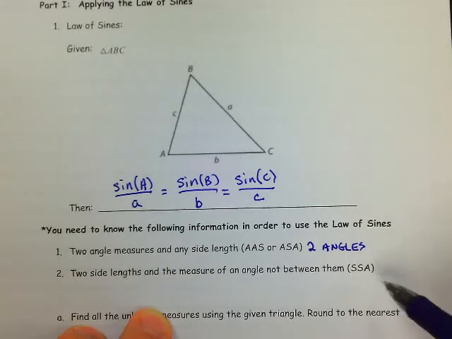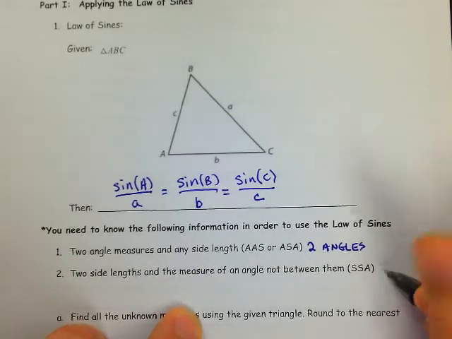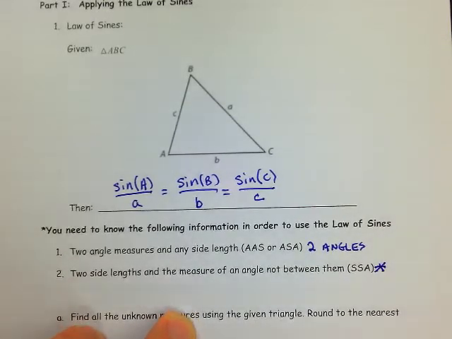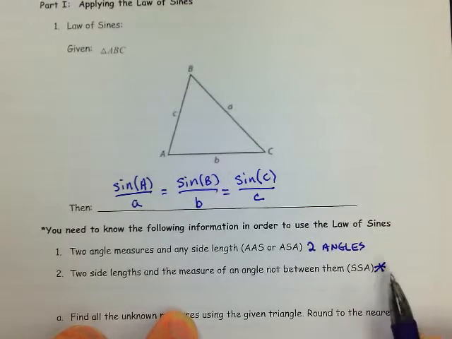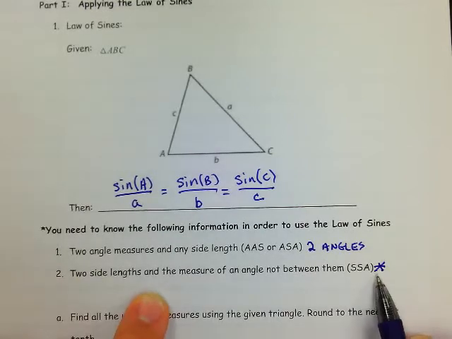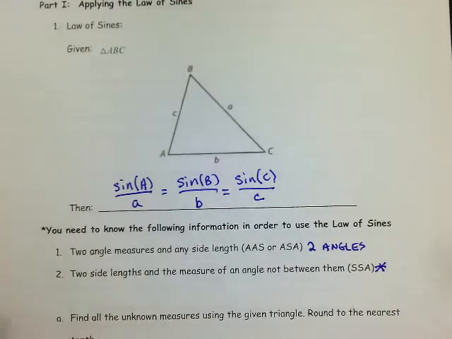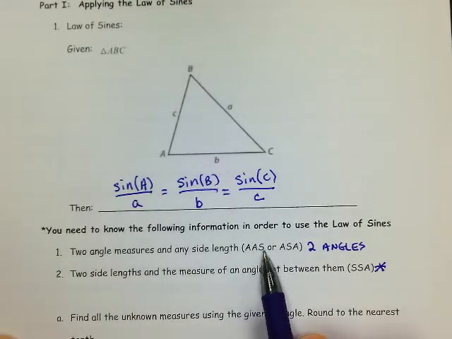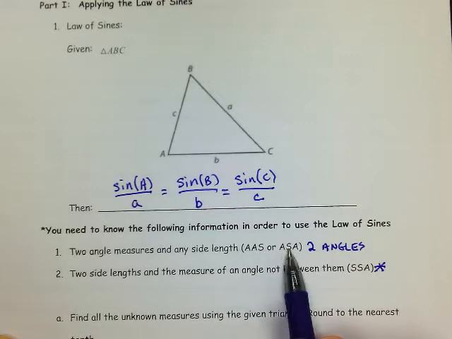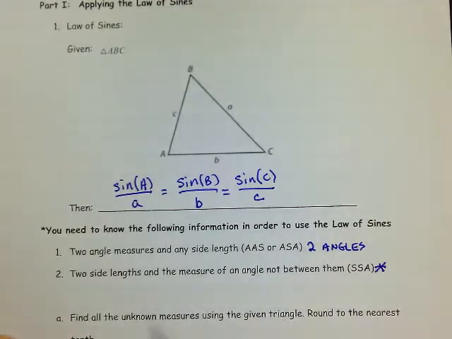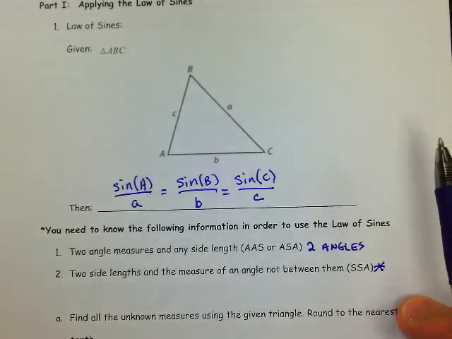Now, this second one, side, side, angle, we're only going to use in specific cases, but we've got a certain caveat to that one. This one is going to lead to what's called the ambiguous case. And the ambiguous case is a little tricky. We'll work on it separately, and we'll do it on another video. But for right now, side, side, angle, we're just going to leave it out and do only the two angles, okay? So anytime I have two angles and a side, whether it's angle, angle, side, or angle, side, angle, I can use the law of sines to find the missing side, all right?